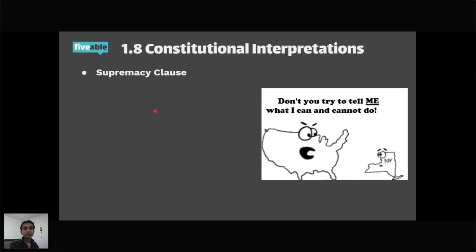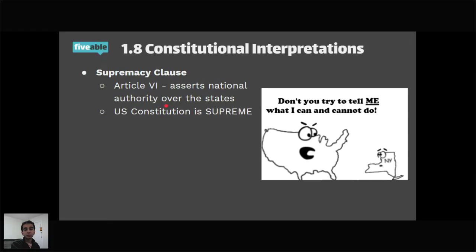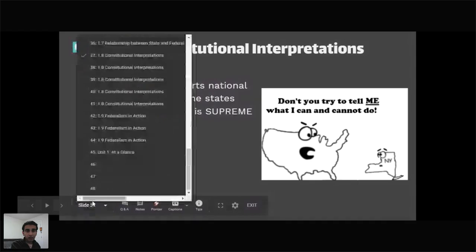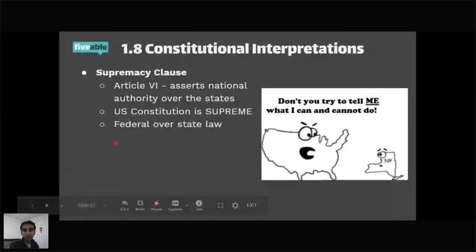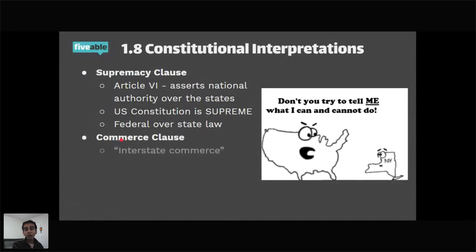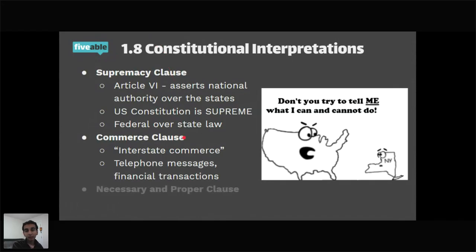Okay, so 1.8 is going to talk about the supremacy clause, and here we are going to talk about McCulloch versus Maryland. In Article 6, the supremacy clause basically asserts the national authority over the states, and it says the U.S. Constitution is supreme. It says that federal law will always go over state law if there's a conflict between the two. Another way in which the federal government has been able to increase its power is through the Interstate Commerce Clause. By now, telephone messages and financial transactions all go under the Commerce Clause, and again, increase the power of the federal government.